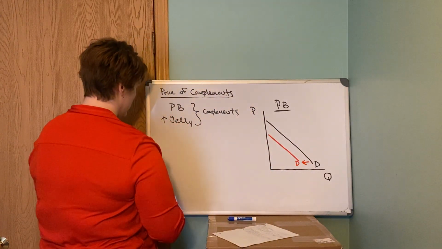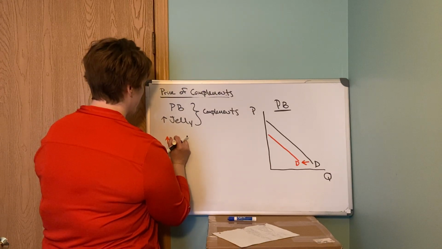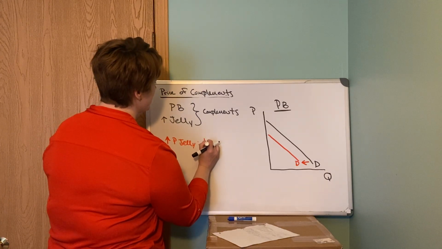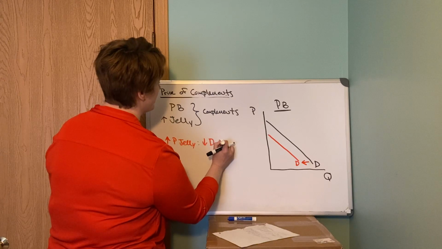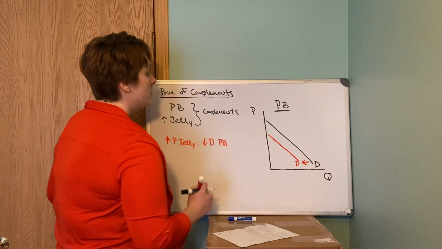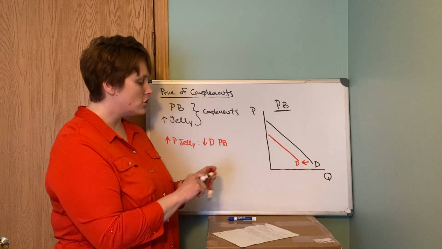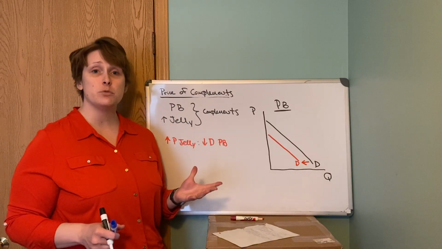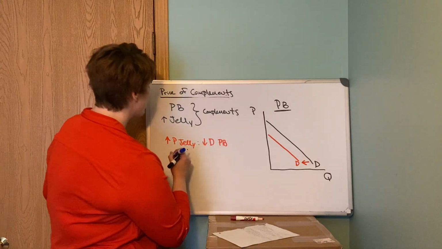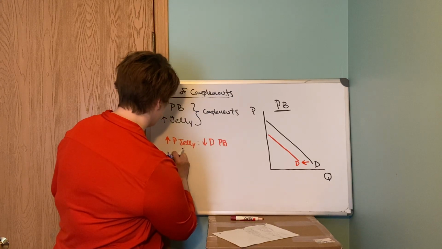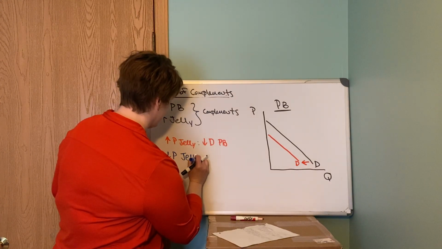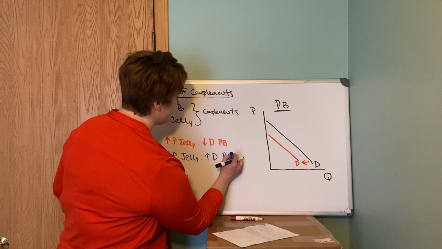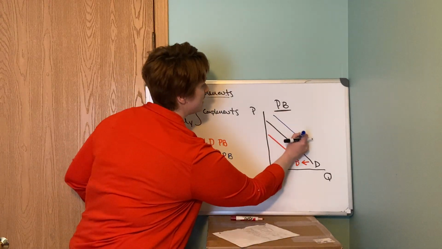So an increase in the price of jelly causes a decrease in demand for peanut butter. The opposite is also true. So if, on the other hand, let's say the jelly goes on sale, then our entire sandwich just got a lot cheaper. So if the price of jelly decreases, therefore, the demand for peanut butter is going to go up. And our demand curve shifts to the right.